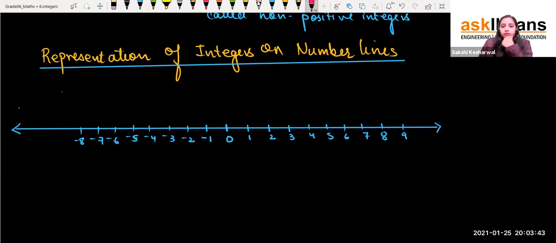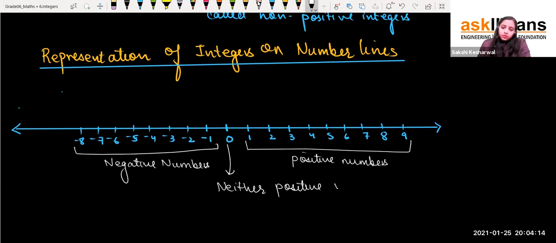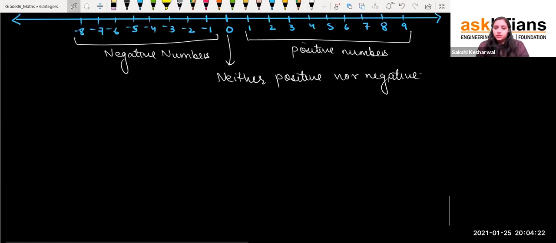If you see the numbers over here, what are these, beta? These are positive numbers, right? And these are negative numbers. I'm writing this again: negative numbers, right? And this is what? Neither positive nor negative. 0 is neither positive nor negative. I think everyone knows how to do the representation on a number line.